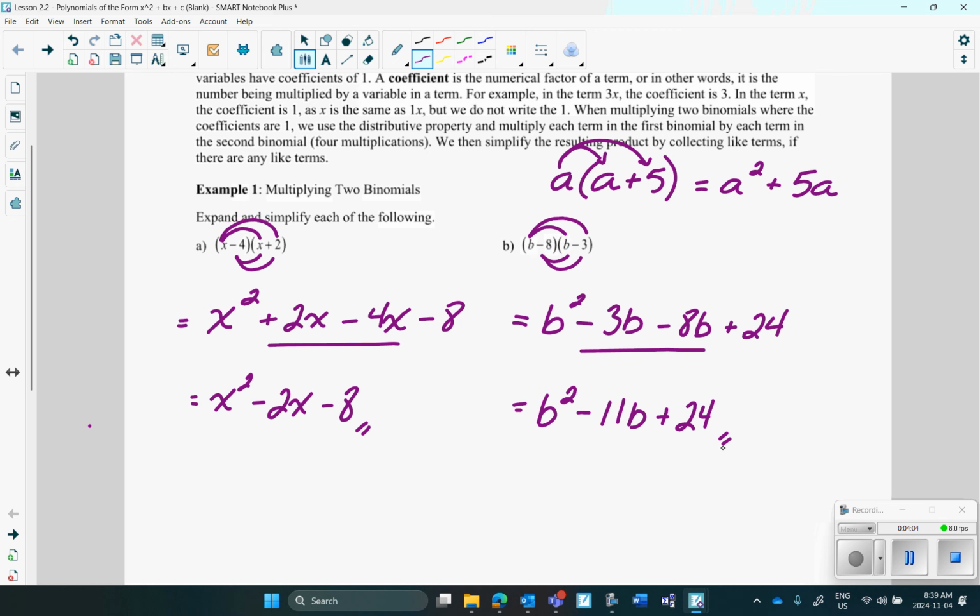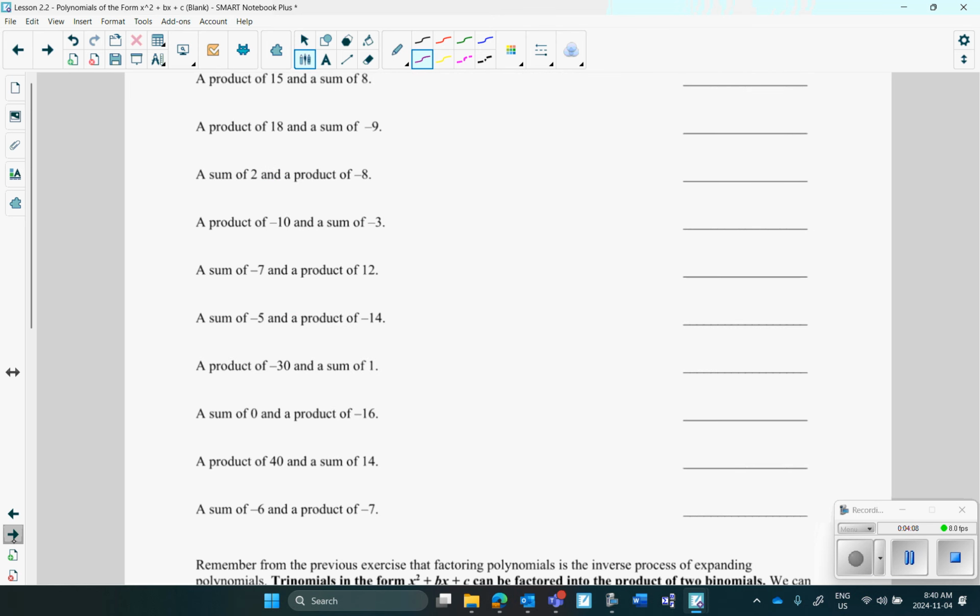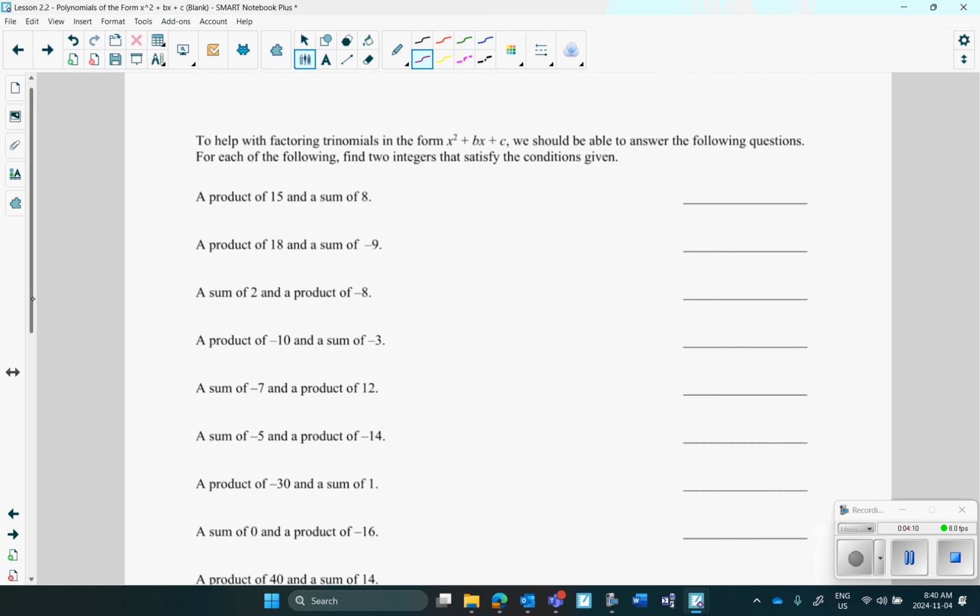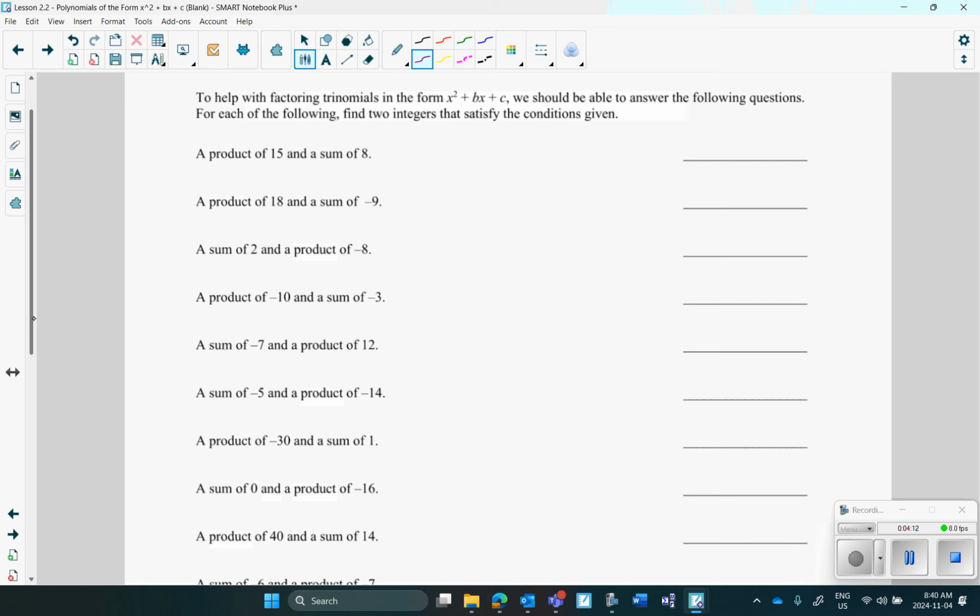Well, it turns out we can see a pattern. But before that, I want you just to work on a little bit of mental math. You can do it on your own, you can do it with somebody else. I want you to answer the following questions. 2 numbers that have a product, multiply, to get 15, and have a sum, add, to get 8. What 2 numbers fit that? 5 and 3.